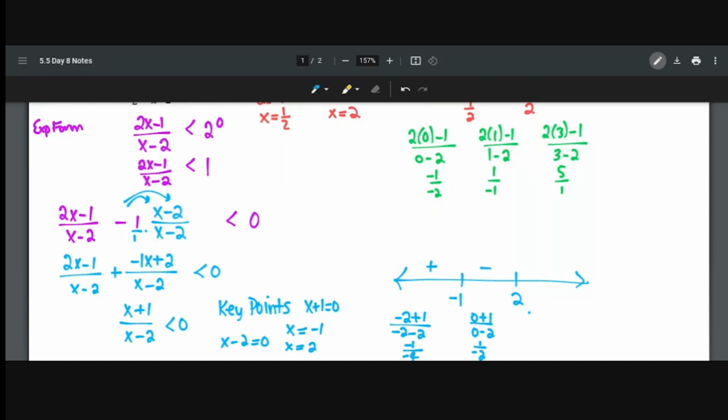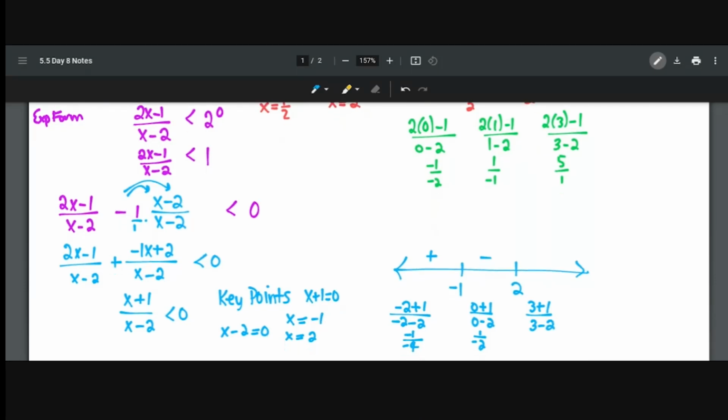And then I'm guessing it's going to be positive, but let's just verify that. So I'll substitute in 3. So 3 plus 1 over 3 minus 2. That is 4 over 1. And that's positive. All right, what are we looking for? We're looking for less than 0.